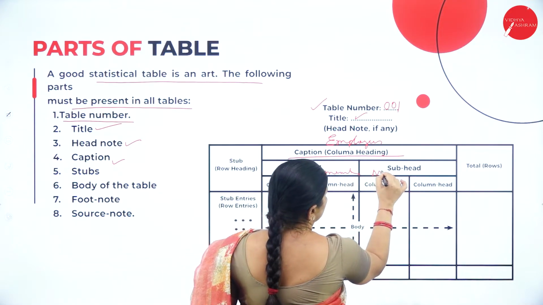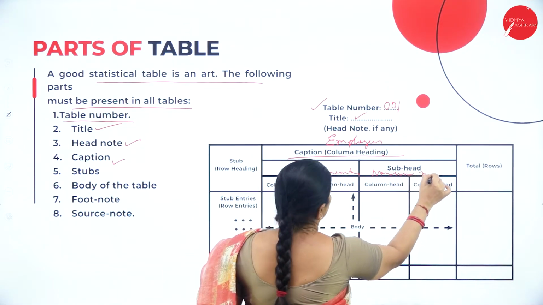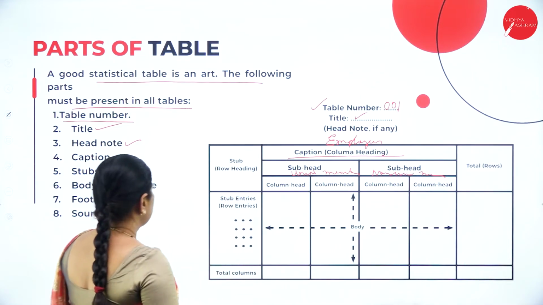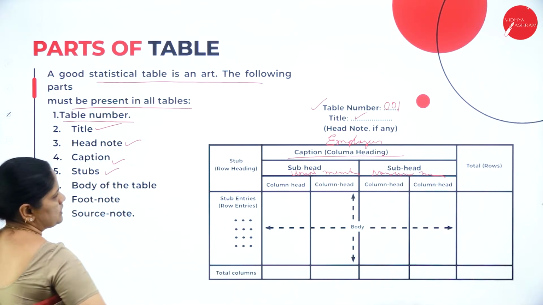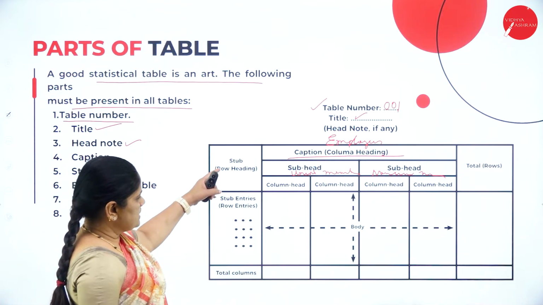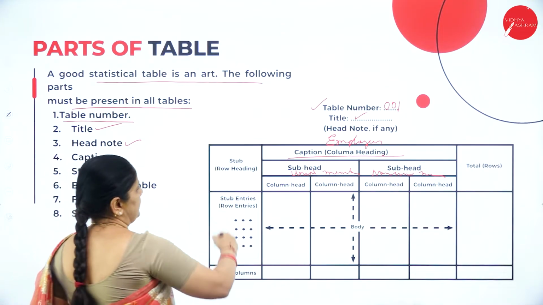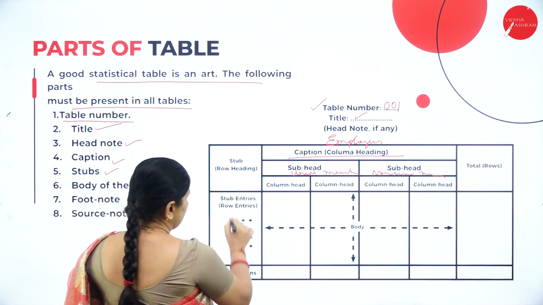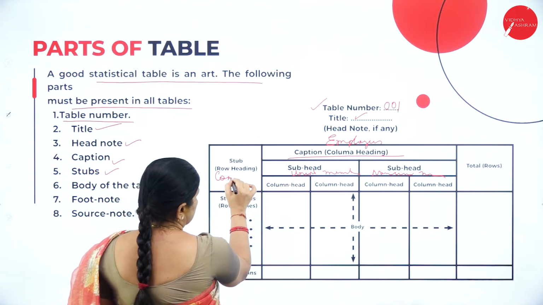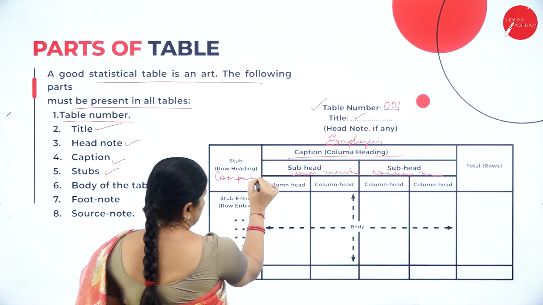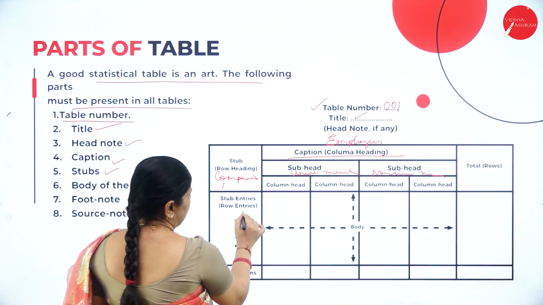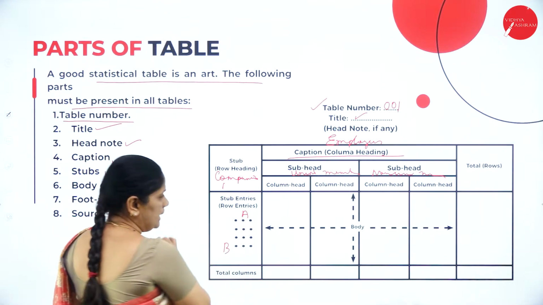Then non-union member. So we have the stubs. So caption we have written. Then we have the stubs here. So stubs means for each column you have a heading here. So in the stub you write companies A. So we have one company A, one company B.